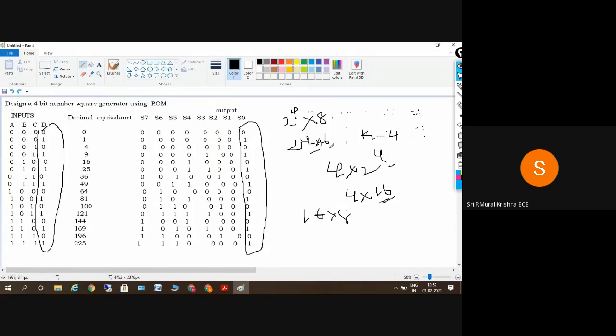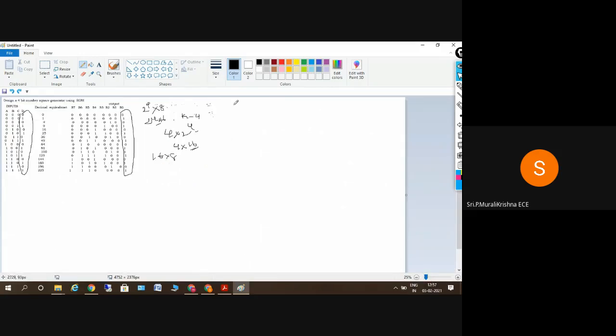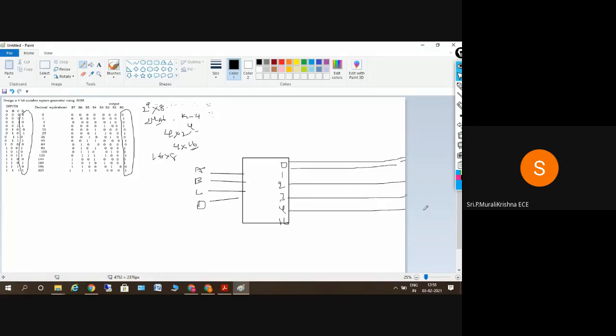So how will the designing be? It will be like this. We have 4 inputs A, B, C, D, and we'll get 16 outputs here: 0, 1, 2, 3, up to 16 values. I told you that we need 8 outputs here, but instead of 8 outputs, we'll be using only 6 outputs here.